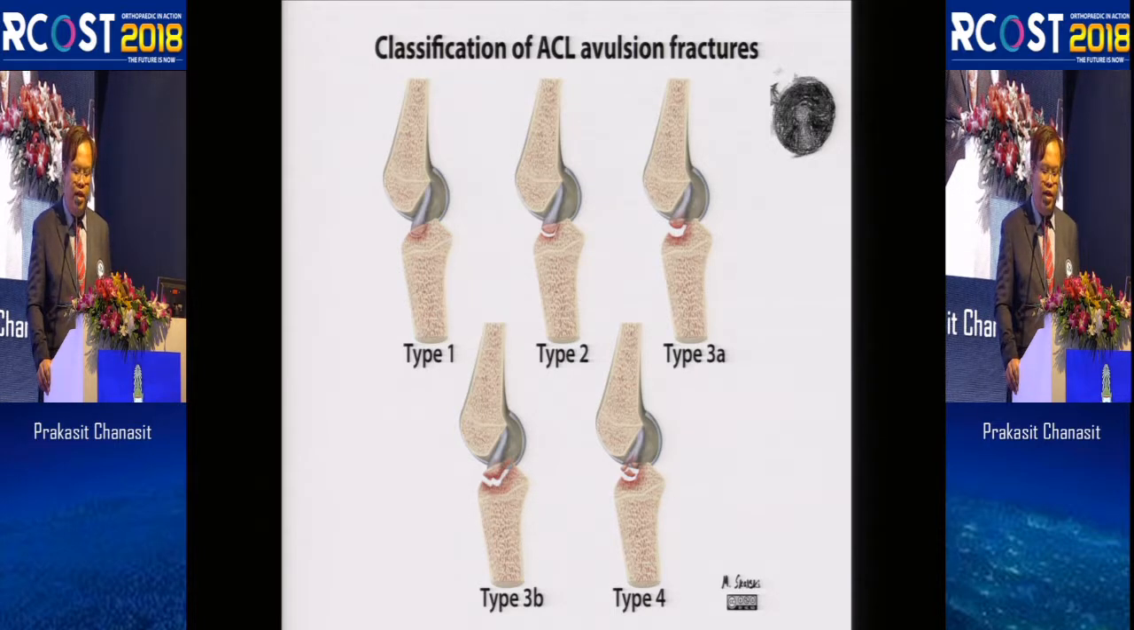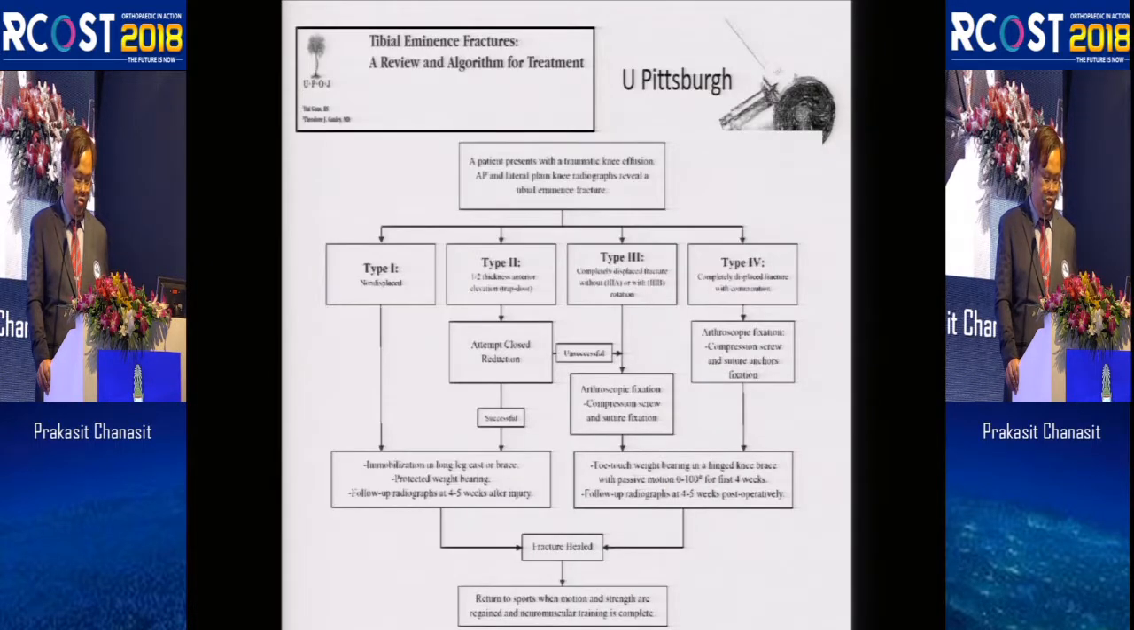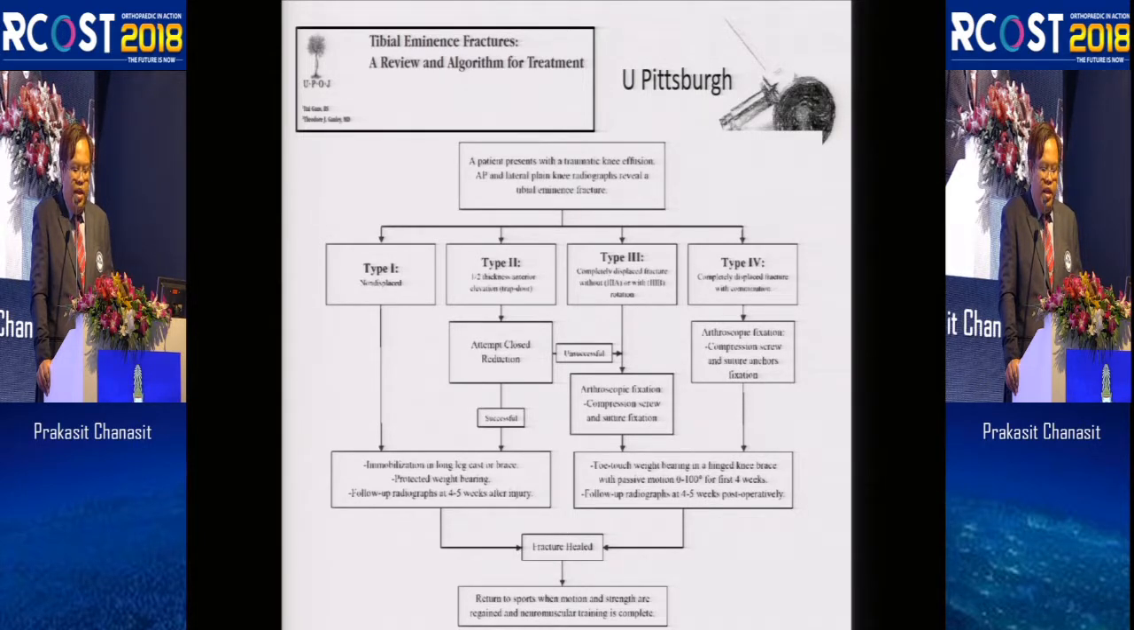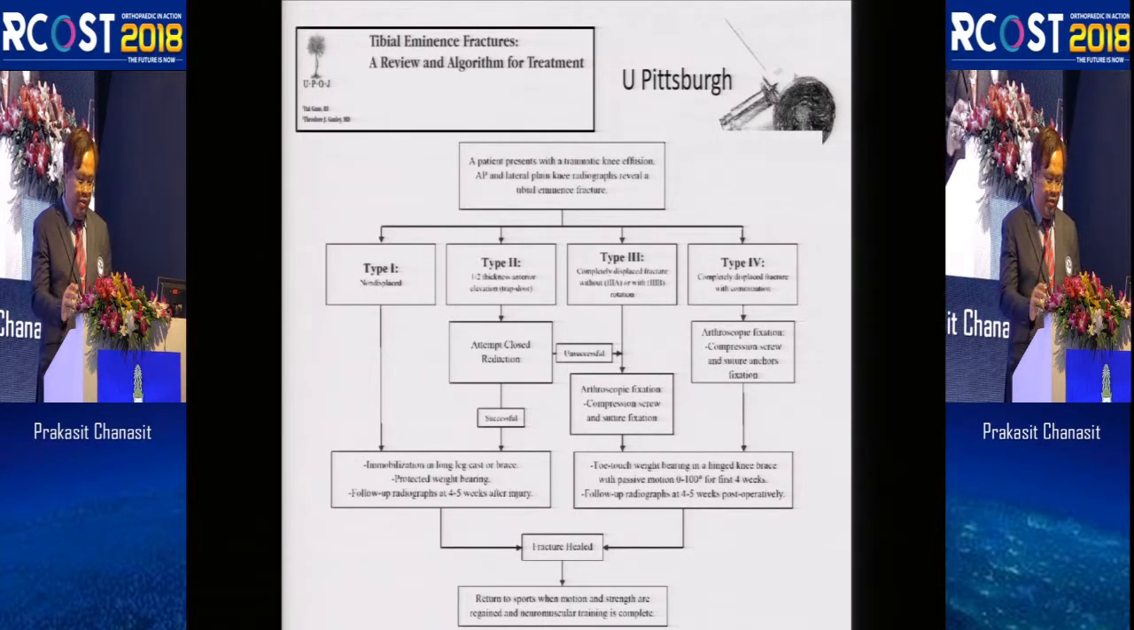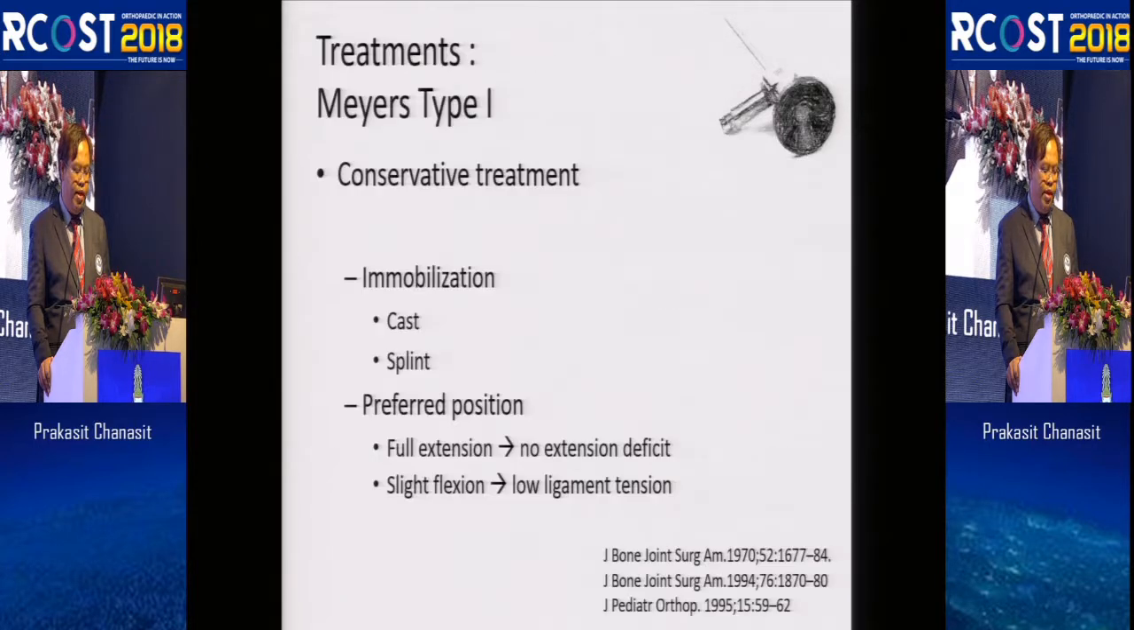Here's a picture of the modified Meyers and McKeever classification. The University of Pittsburgh also reviewed and gave an algorithm for the treatment of the tibial eminence fracture. If the patient comes to the clinic or the hospital with a traumatic knee effusion, they said that the AP and lateral film must be taken. After that, we can divide into 4 types according to Meyers and McKeever.